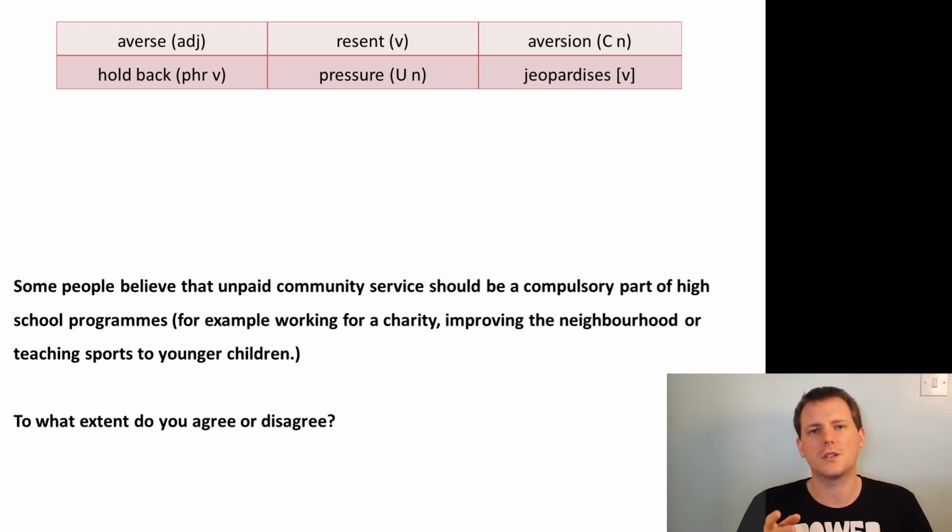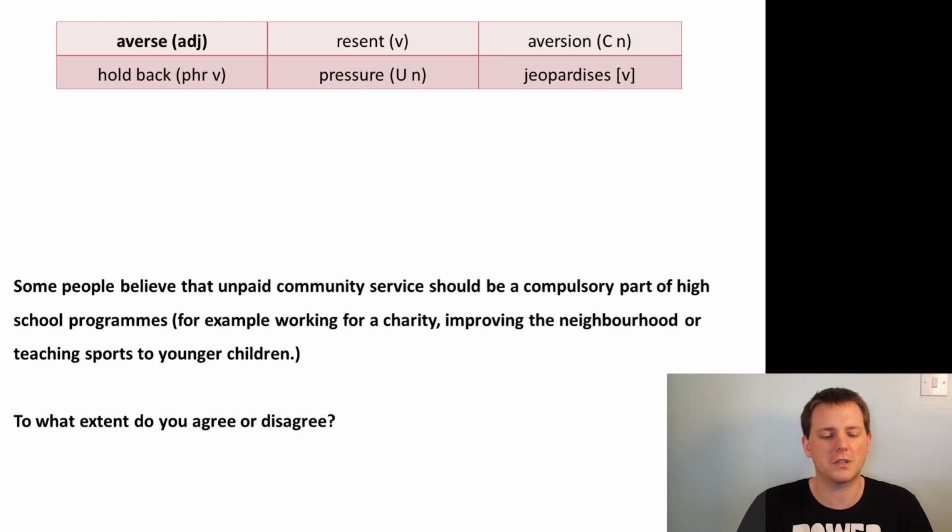So what I want you to do now is try to think of or write down 2 sentences that use each of these words to either support the view given in the question, as in agree with it, or reject it, as in disagree with it. So the first word we have here is averse, an adjective. So pause the video now and try to think of 2 sentences, one for agree, one for disagree, that use the word averse to answer this question.